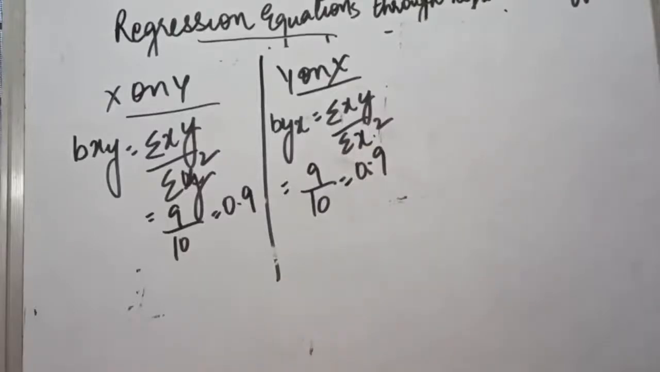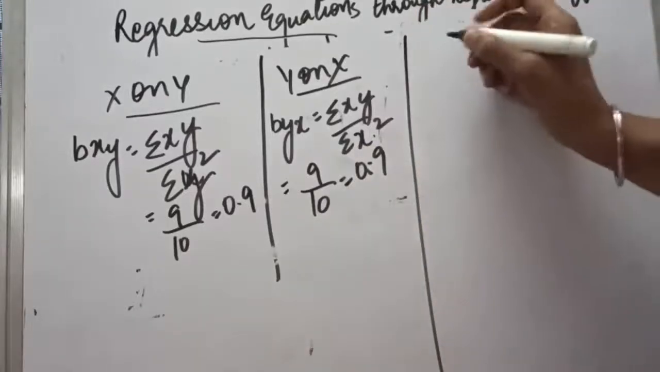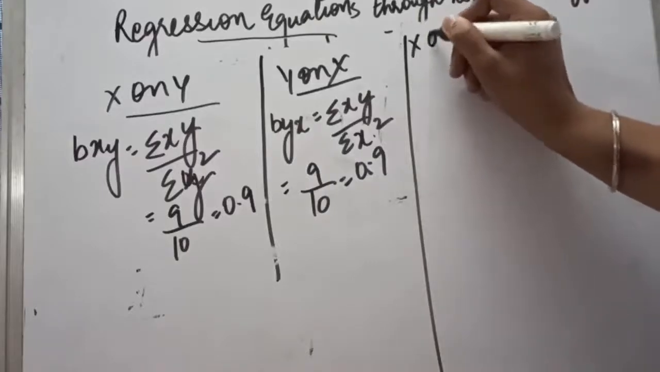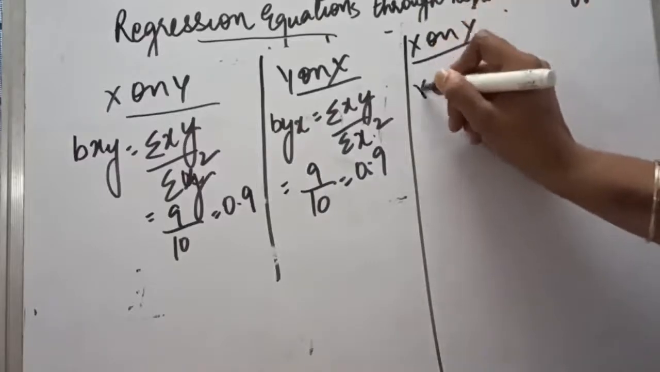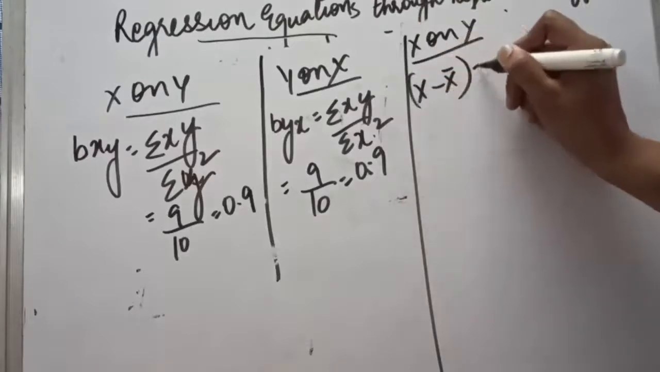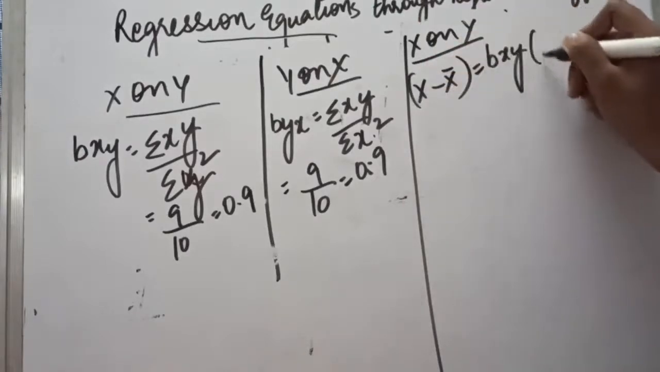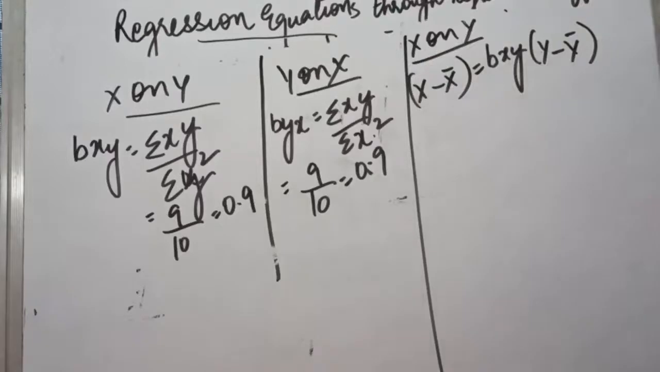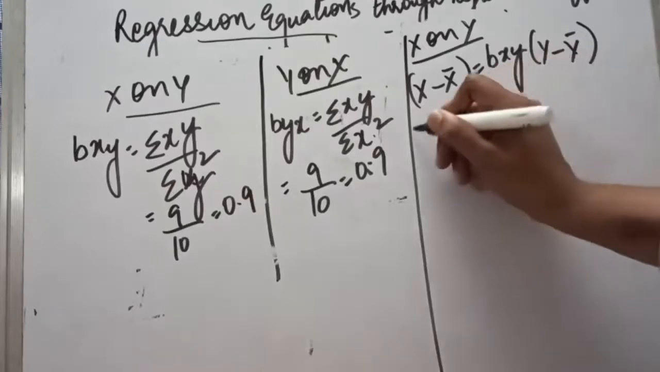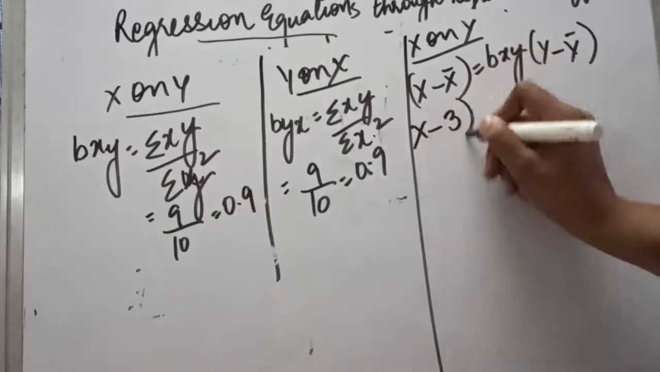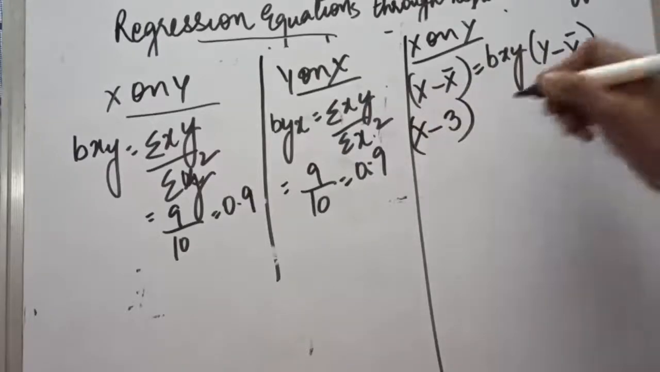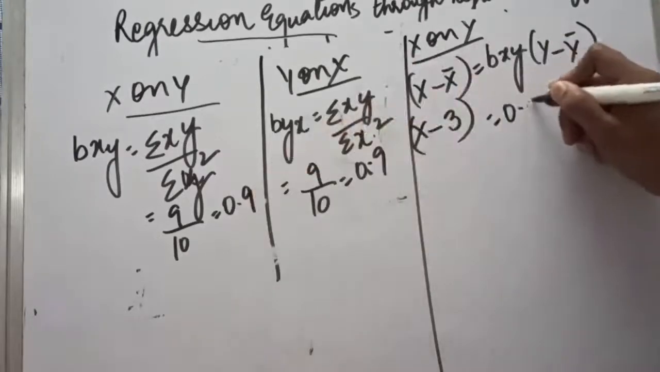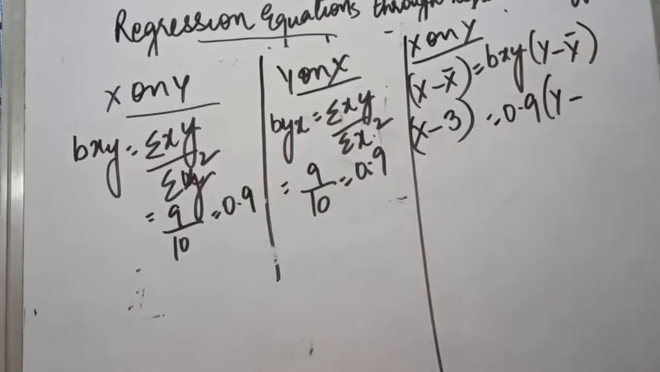After calculating these regression coefficients, we have to go ahead with the equation. X on y equation, if you remember, the formula was x minus x mean is equal to bxy times y minus y mean. Now we will put the values over here. X will be at its own place. X mean was 3, so x minus 3. bxy has come out to be 0.9 and y will be at its own place. Y mean has come out to be 4.